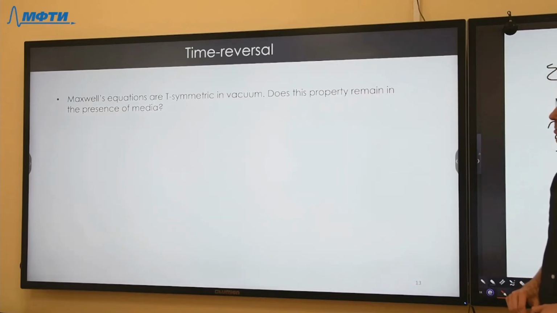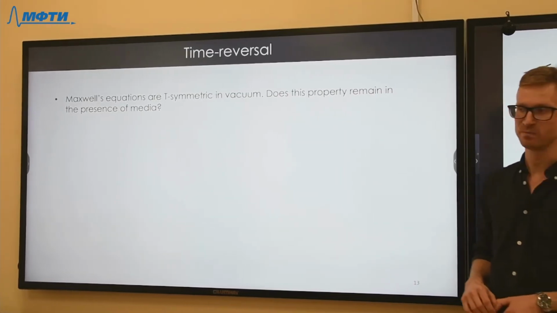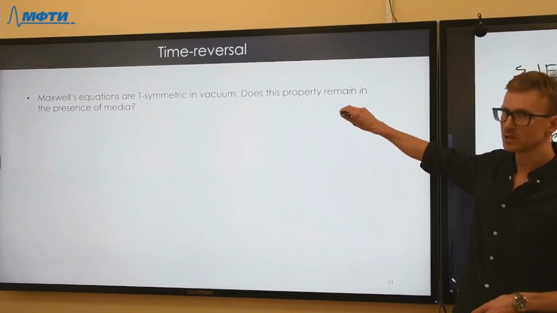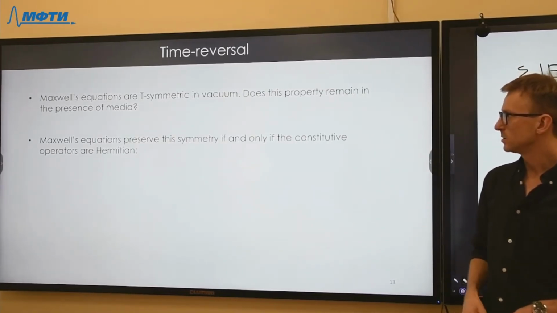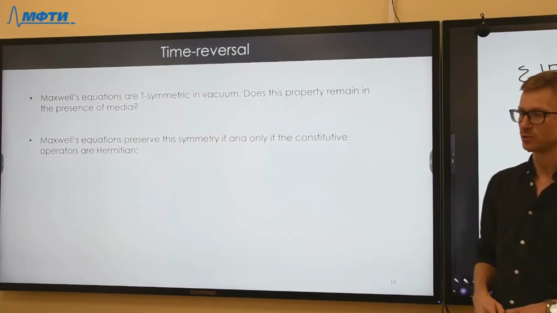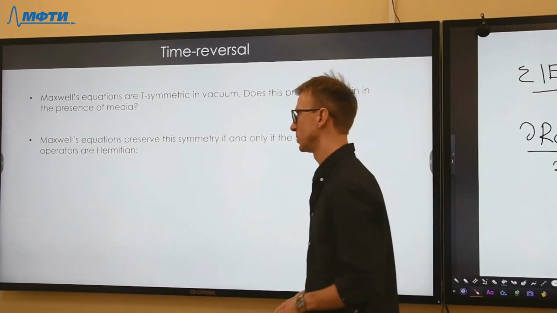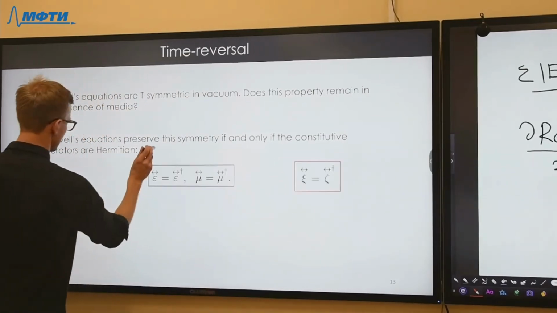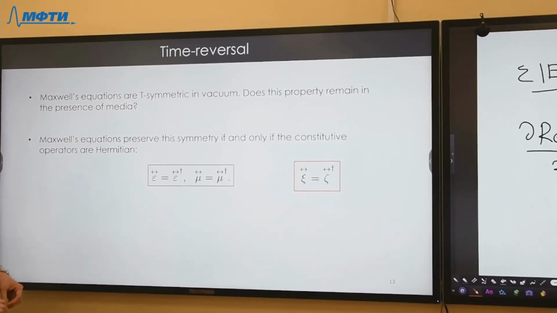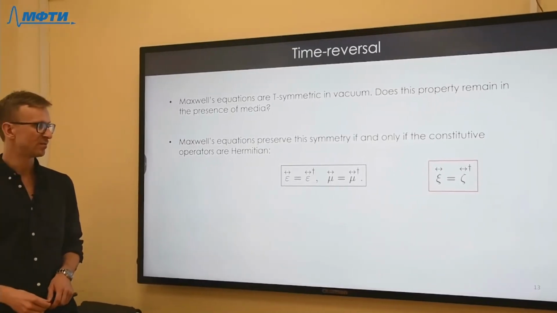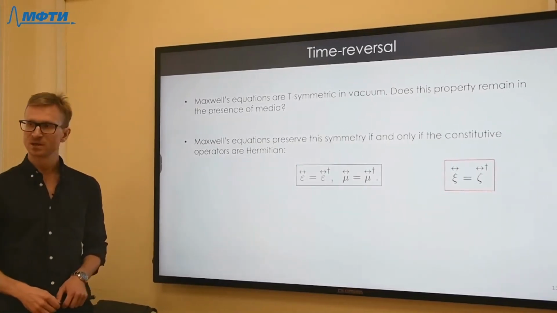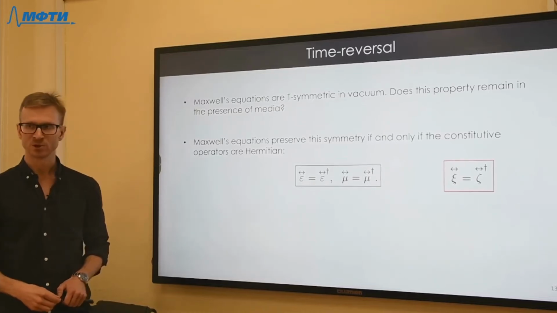But does this property remain valid in the presence of media? It turns out that it doesn't always remain valid, and it essentially depends on the constitutive relations. It depends on the permittivity and permeability of your media. So the criterion for a system to be time reversal symmetric is the following: permittivity and permeability tensors must be Hermitian operators.